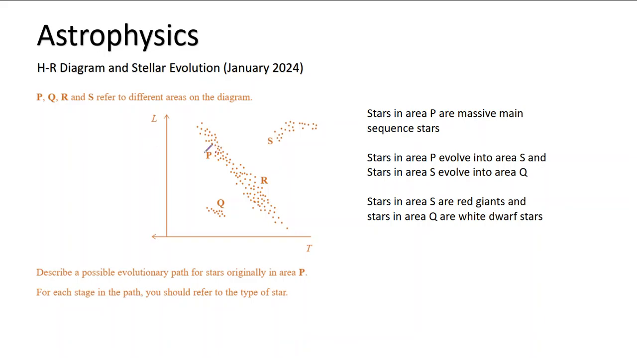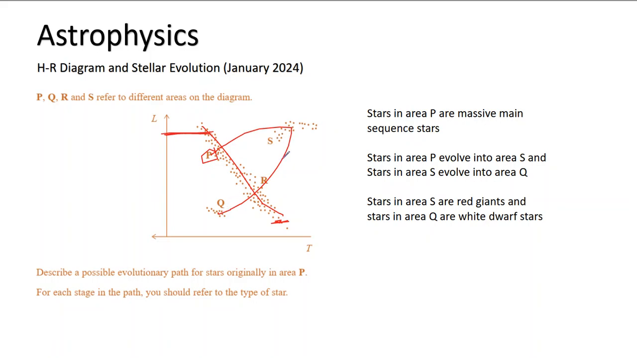So you can clearly see P is on the main sequence. This is the main sequence, right? So stars in area P are massive main sequence stars. Why are they massive? Because they have a large luminosity, and only massive stars can have large luminosities. These stars over here are also main sequence stars, but they are not massive stars. They are actually low mass stars. So stars in area P evolve into area S, and stars in area S evolve into area Q. P are main sequence. What is S? Red giant. And eventually they end their lives as white dwarfs.